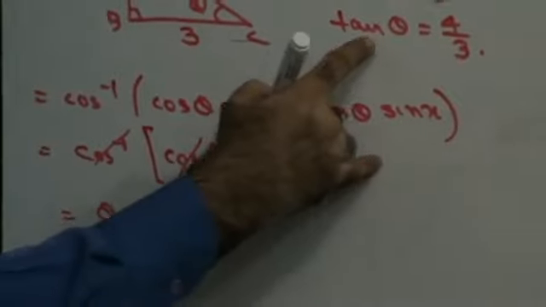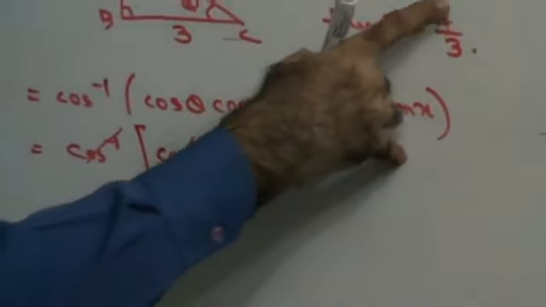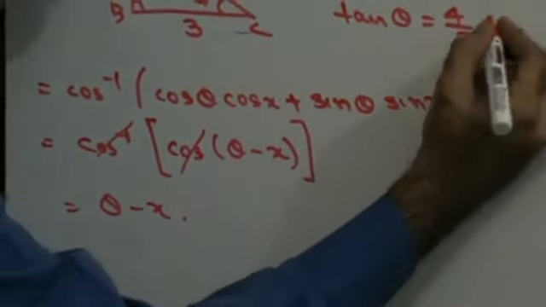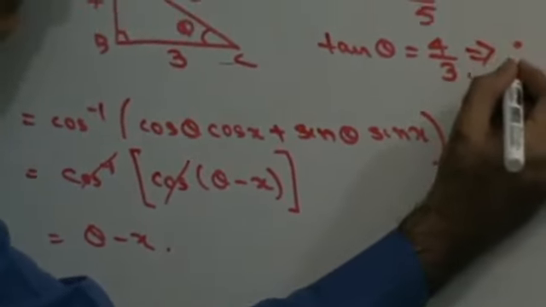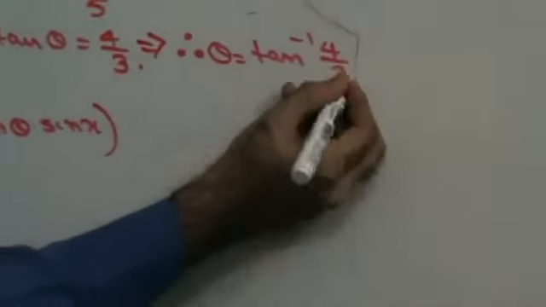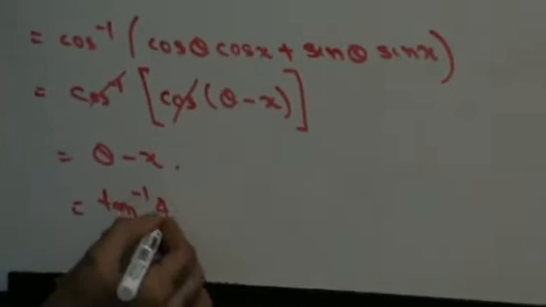Now see this. We've said that tan theta is 4 upon 3. If tan theta is 4 upon 3, this implies that theta will be equal to tan inverse of 4 by 3. So theta I can substitute as tan inverse of 4 by 3 minus x. That will be my answer. Fine. Let's move on to another sum, guys.